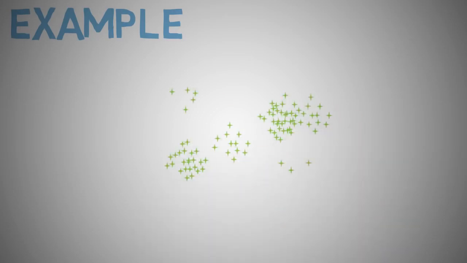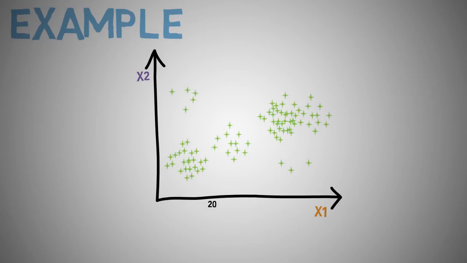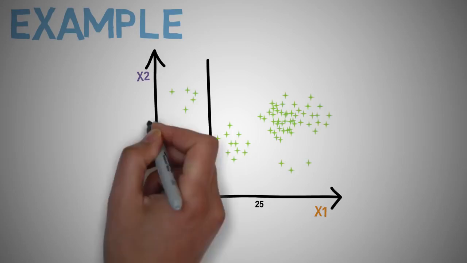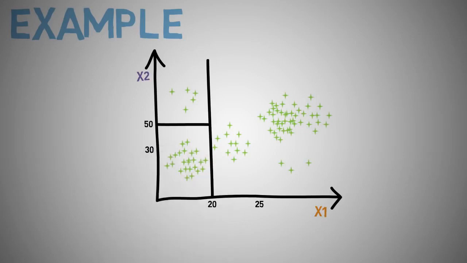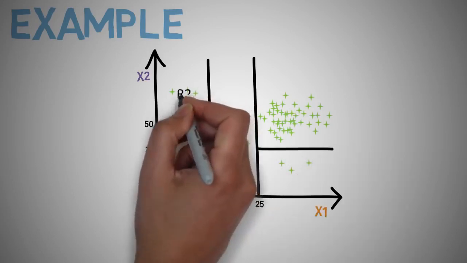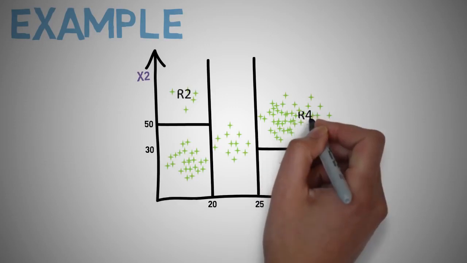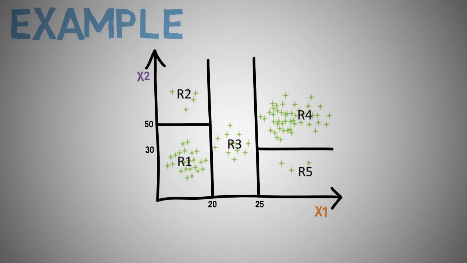So over here we have arbitrarily generated data. We have x1 and x2, which are our independent variables. If we had to look at this data, we can split it into 5 regions. So we can draw a line here at x1 equals 20, as well as x2 equals 50. And then another one over here at x1 equals 25. And then a last split over here at x2 equals 30. So we have regions R1, R2, R3, R4 and R5. And we do this empirically. The algorithms I mentioned earlier will do this for you.